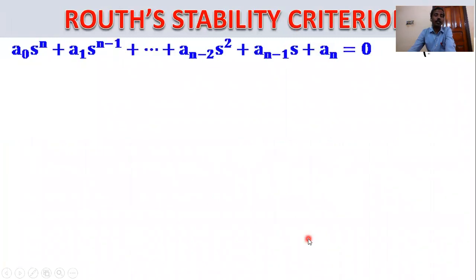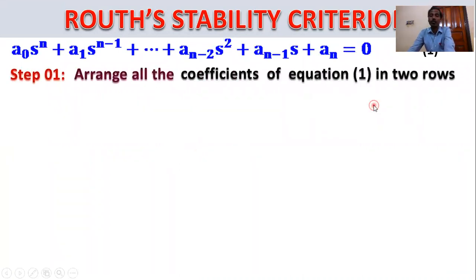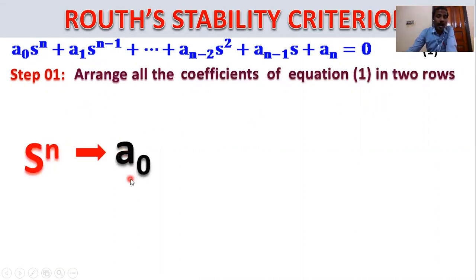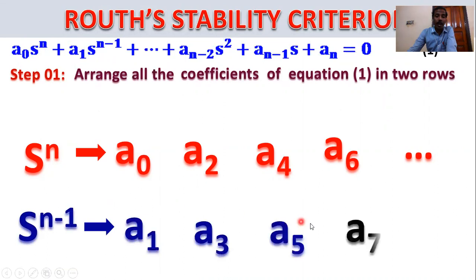So what is the procedure? Routh's table, or Routh array, arranges all the coefficients of the equation in two rows. First row, S to the power N: A0, next A2, A4, A6, A8, and so on. Similarly, second row, S to the power N minus 1: A1, A3, A5, A7, and so on. They arrange all the coefficients of the equation. So this is the A0 coefficient.